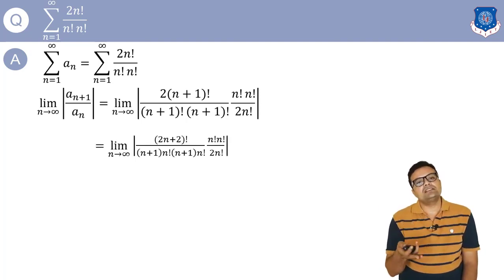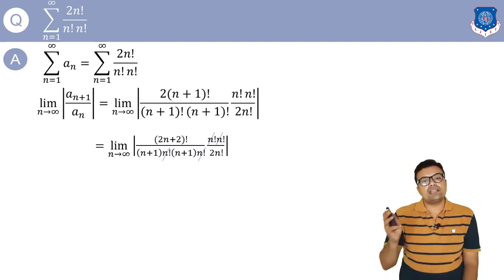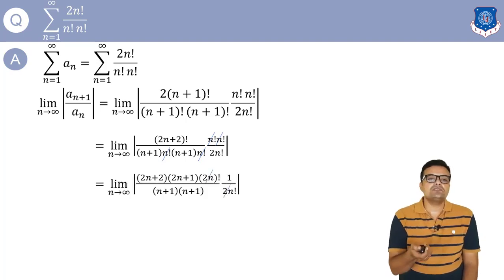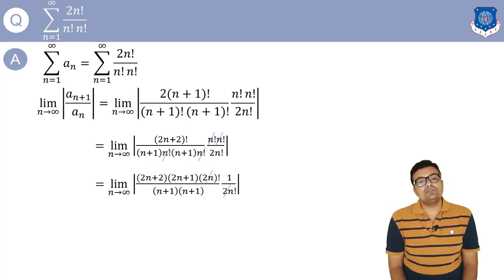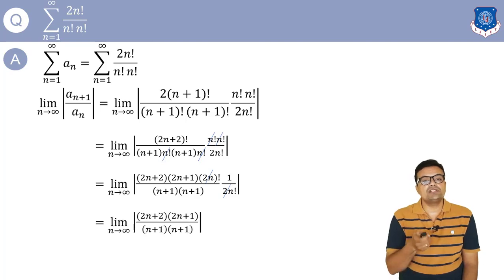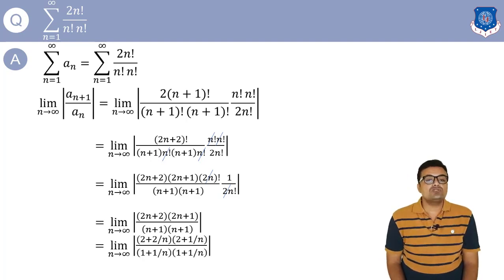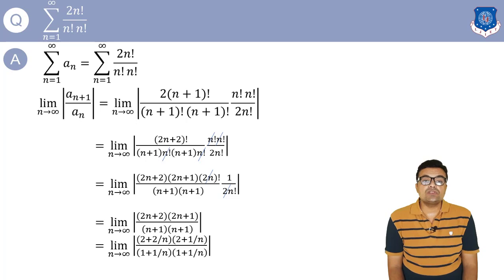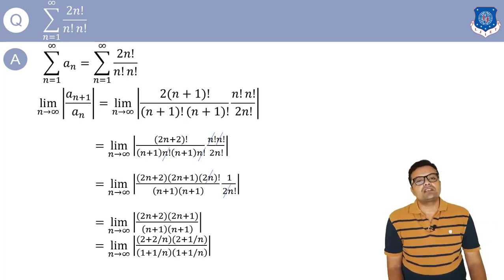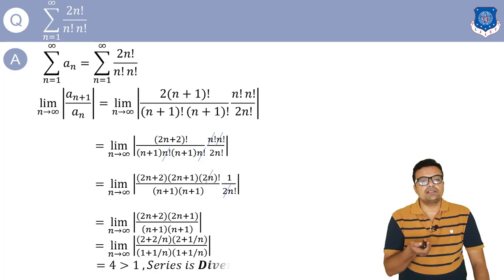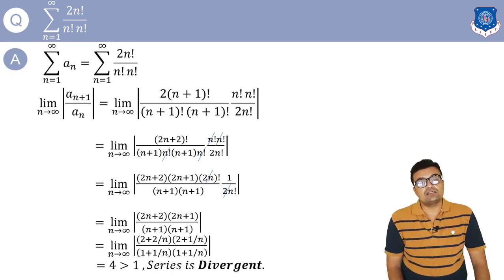Now after simplifying this, in the denominator I am expanding n plus 1 factorial into n plus 1 into n factorial. In the numerator I am expanding the factorial of 2n plus 2. So I can cancel out all these n factorial terms, which gives me ultimately 2n factorial in the numerator and 2n factorial in the denominator. Cancelling that, ultimately it will result into this expression. And as we are considering n tending to infinity, I need to take n outside the calculation of numerator and denominator, which gives me the answer 4. And this means that the series is divergent.